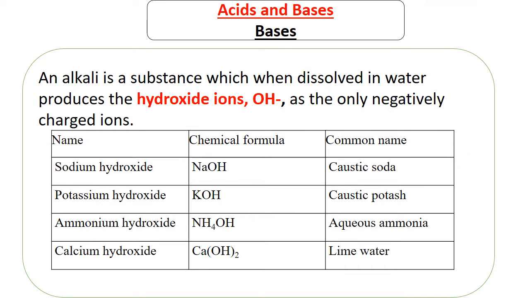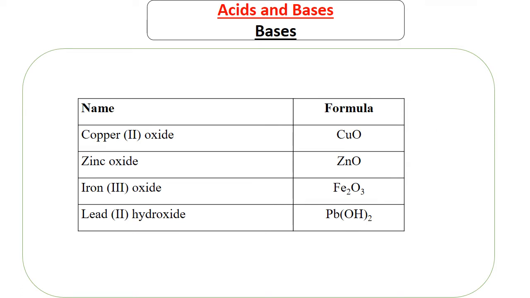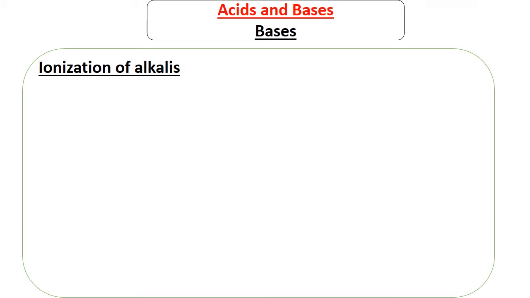Then we can also take a look at insoluble bases, the non-alkalis, the bases that do not dissolve in water. We have these: copper(II) oxide, zinc oxide, iron(III) oxide, lead(II) hydroxide. These are examples of bases, but they're not alkalis. Why? Because they do not dissolve in water, but they are bases.